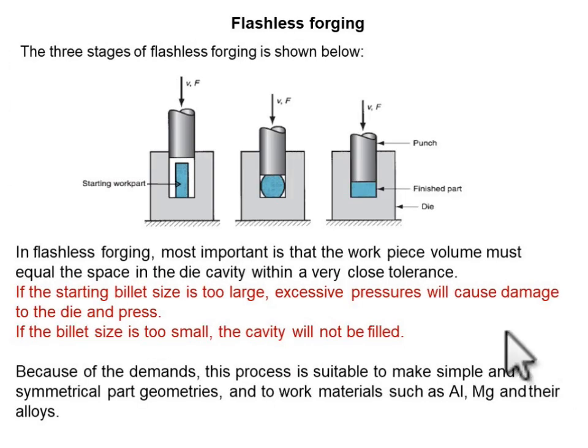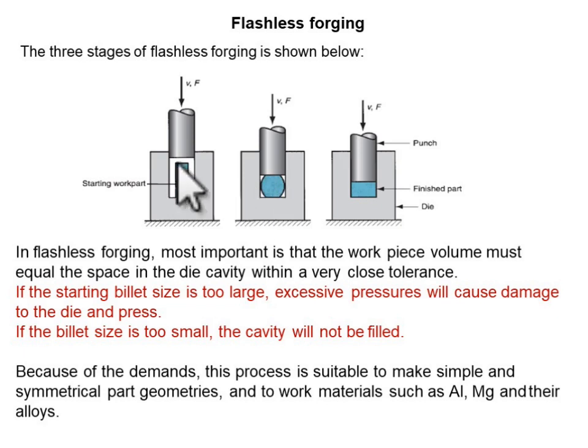Now the third type of forging, that is flashless forging. Flashless forging is different if you compare open die forging and closed die forging, because in open die forging and closed die forging we have some air space between the die for the flow process of the material. But in case of flashless forging, we don't have any space to flow the excess material.